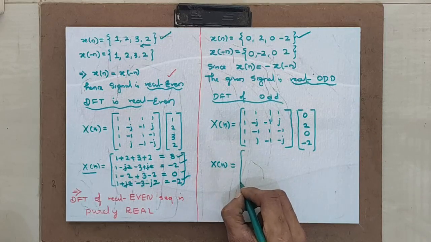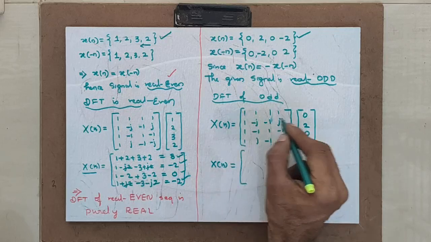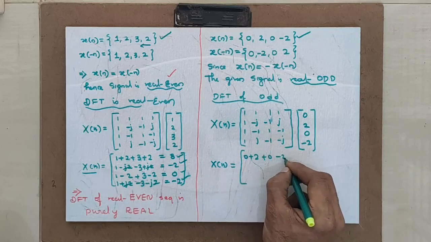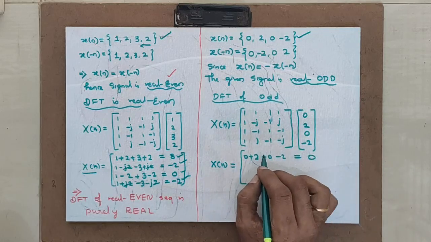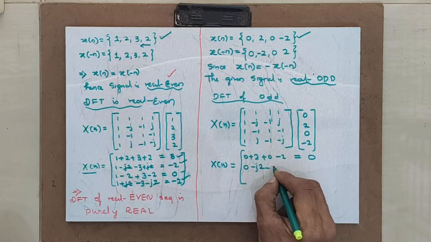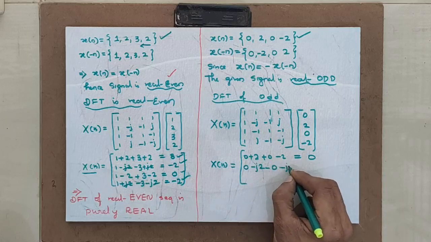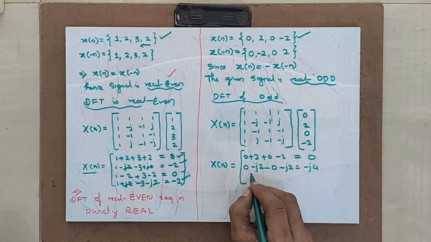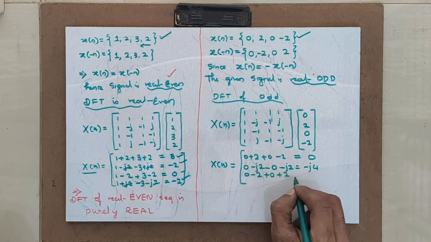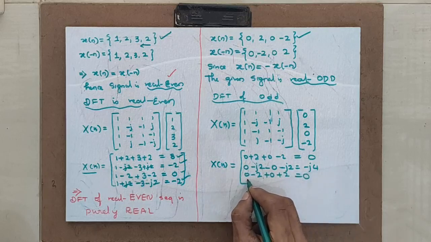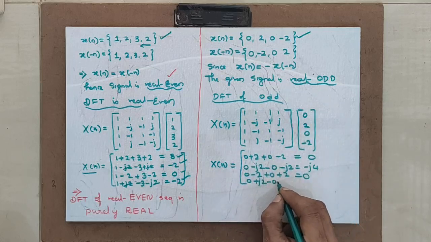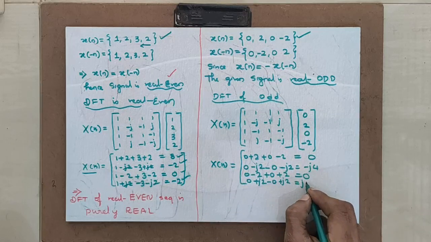X of k is equal to: first, 0 plus 2 plus 0 minus 2, answer becomes 0. Next, 0 minus j2 minus 0 minus j2 becomes minus j4. Next, third, 0 minus 2 plus 0 plus 2 is equal to 0. The last answer, 0 plus j2 minus 0 plus j2, is equal to j4.